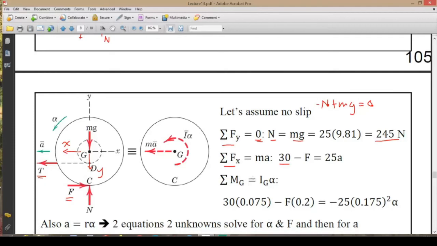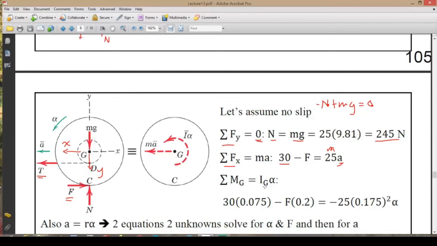Without this F, it will not rotate. There has to be a friction here to resist the motion so that it will act as a pivot point. So 30 minus F, and the resultant acceleration, which is something we don't know. So A is unknown, and the mass of the wheel is 25. So we have 25A. Now here we have two unknowns, F and A, and one equation. So we cannot directly find the solution here.